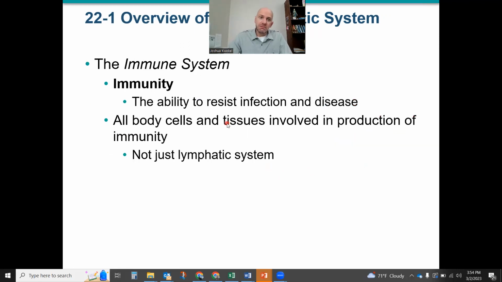So we're going to talk about immunity. Immunity is the ability to resist infection and disease. Hopefully, if COVID has taught us anything, it is a more clear and precise understanding of what immunity actually means, rather than media talking points. So all body cells and tissues are involved in production of the immunity, not just the lymphatic system. So immunity is a bigger topic than just lymphatics, but we include them together.